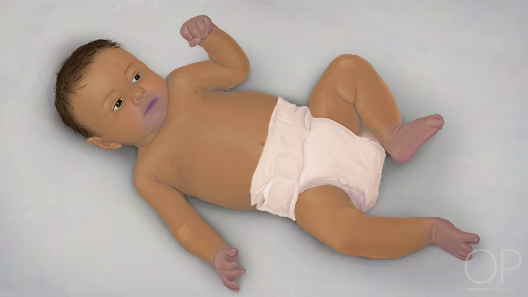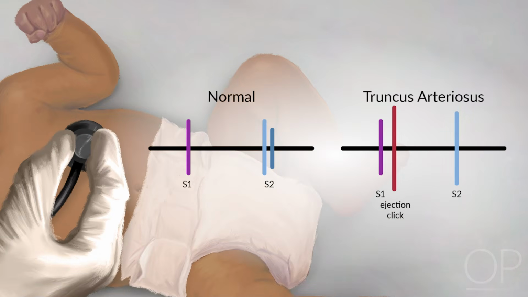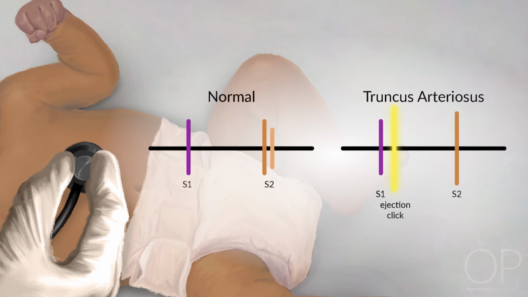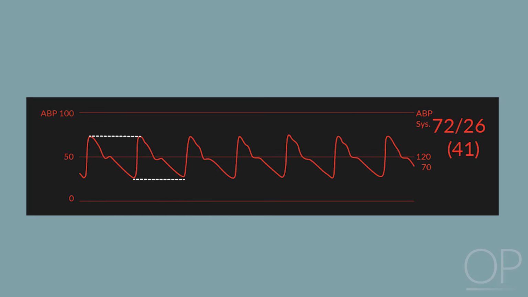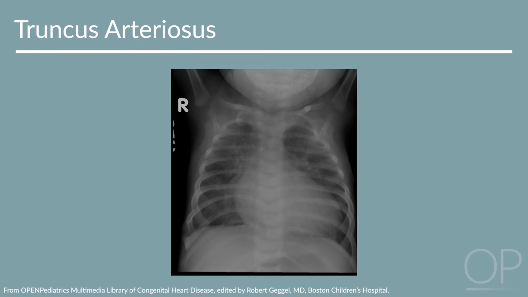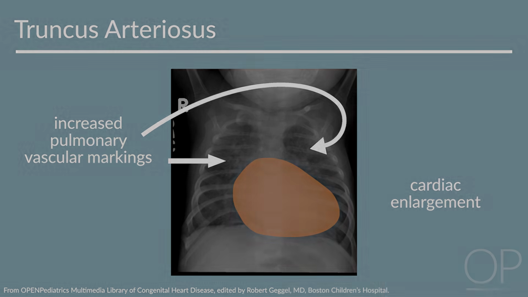Truncus arteriosus presents as mild or moderate cyanosis in the first days of life or heart failure in the first weeks of life. On physical exam, the most common finding on auscultation is a loud and single second heart sound and a prominent ejection click at the apex or left sternal border. Peripheral pulses are bounding and pulse pressure is often increased. As the child progresses to heart failure, chest X-ray shows cardiac enlargement and increased pulmonary vascular markings.